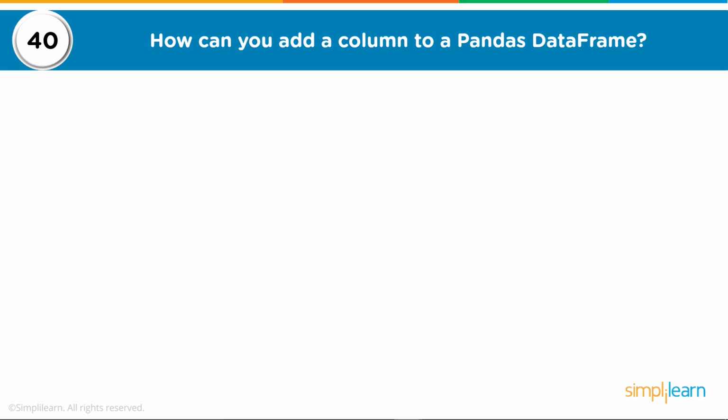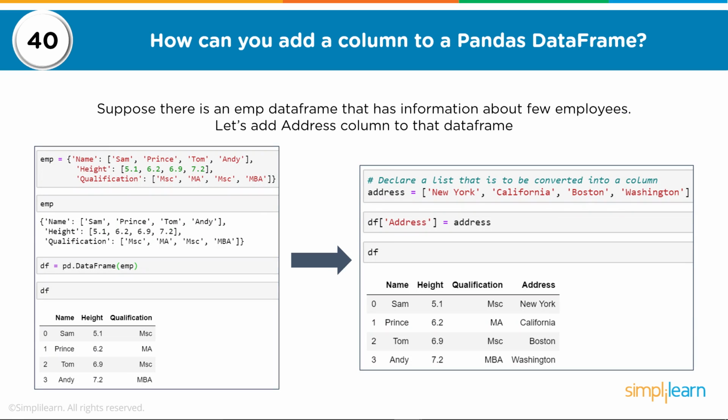How can you add a column to a pandas data frame? Suppose there's an emp data frame that has information about a few employees. Let's add an address column to that data frame. And you can see on the left we have our basic data frame. You should know your data frames very well. Basically it looks like an Excel spreadsheet. As you come over here, it's really simple. You just do df['address'] equals the address, once you've assigned values to the address.